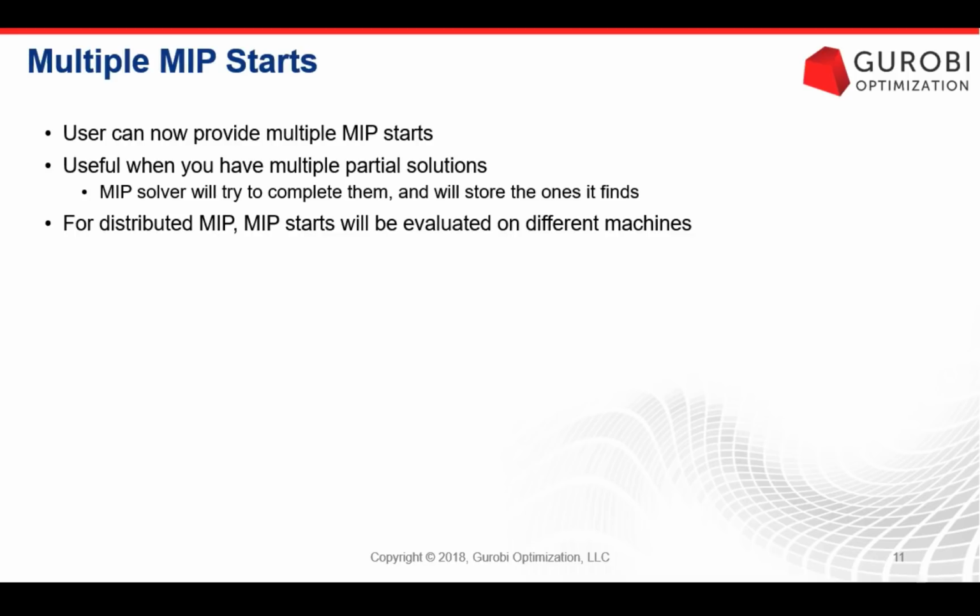However, in a lot of cases, you don't actually know that your starts are feasible. You may have partial information, or you may just not have values for the continuous variables. So in this case, you can provide all of these partial solutions as starts, and we will figure out which ones are feasible and which one gives the best solution. And also, if you're using our distributed MIP solver using multiple machines, these multiple MIP starts will be distributed among the available machines, and so the computation of these partial MIP starts will go much more quickly.